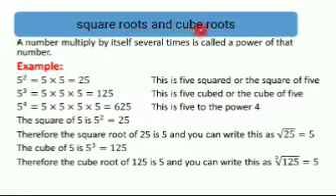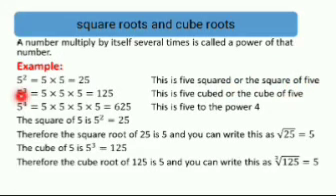Square roots and cube roots. A number multiplied by itself several times is called a power of that number. For example, 5 squared is equal to 5 multiplied by 5, which is equal to 25. So this is 5 squared, or the square of 5.